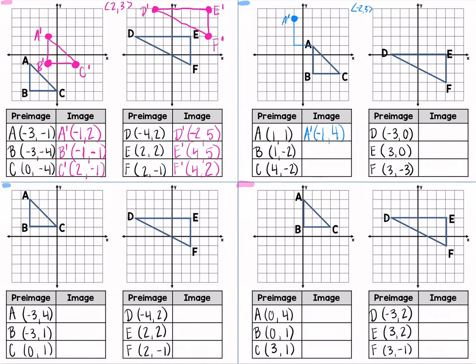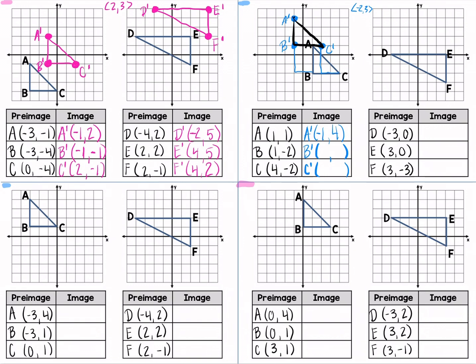Okay, B prime, you're going to count. So I'm going to go to the left 1, 2, and then up 1, 2, 3. So that's B prime. And then for C, I'm going to go to the left 1, 2, and up 1, 2, 3. That's C prime. So my shape is right here, okay? And then I'm going to fill in my ordered pairs down here.